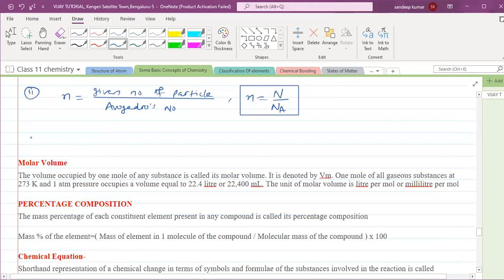And third formula, given volume by 22.4 liters. Third formula you can remember. Number of moles is equal to what? Given volume by 22.4. So we can write N is equal to V by 22.4.